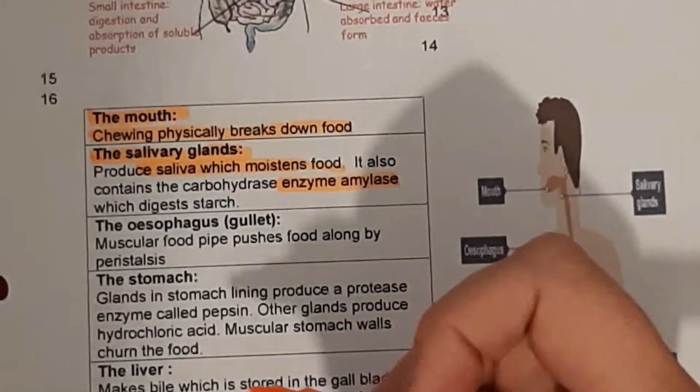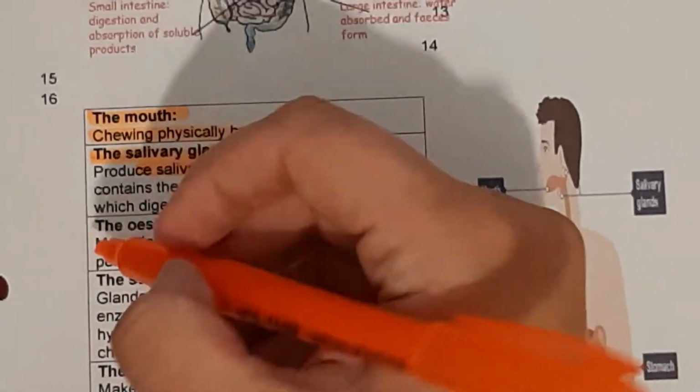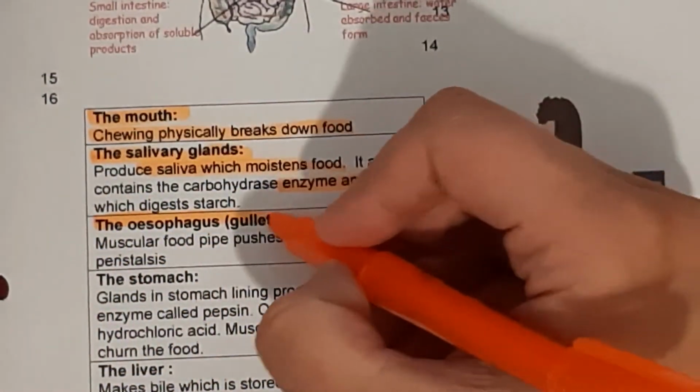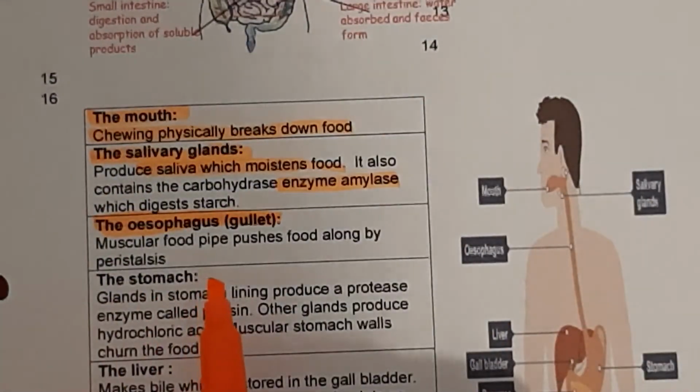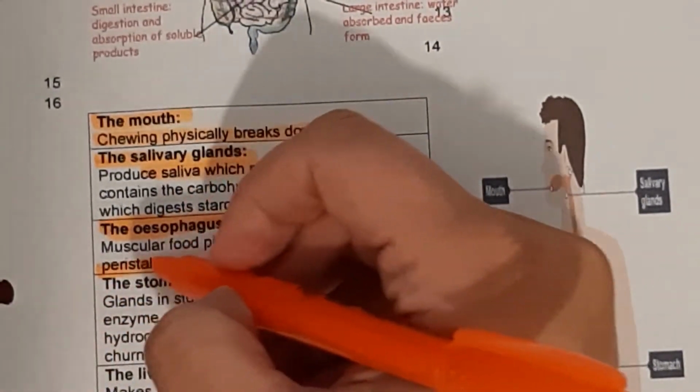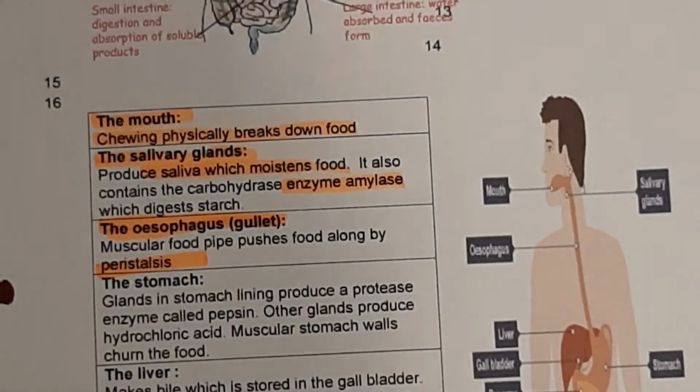So the esophagus, also sometimes called the gullet, that is the food tube. It's a muscular food pipe, and it pushes food along by a process called peristalsis. Now, peristalsis is essentially the rhythmic squeezing of the food pipe that forces the food along.